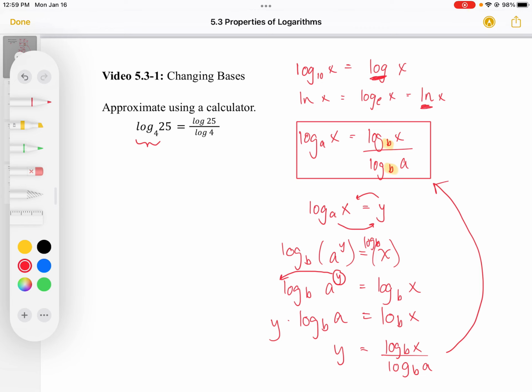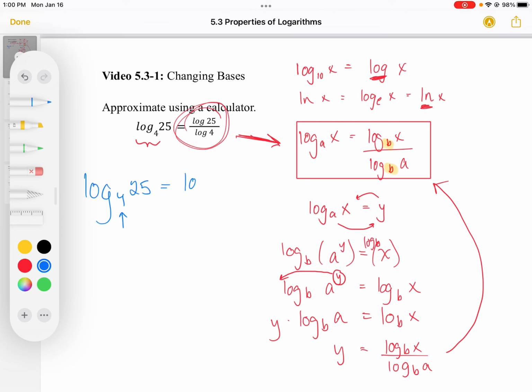So now let's put it in practice. We're going to approximate this using a calculator. We've been asked to calculate log base 4 of 25, and it already tells us they've used the change of base formula for us. If we were just given this problem and it said calculate that for us, you would have to recognize that this is not in base 10 or base e, so you can't use the log button or the natural log button on your calculator. But you'd have to rewrite this.